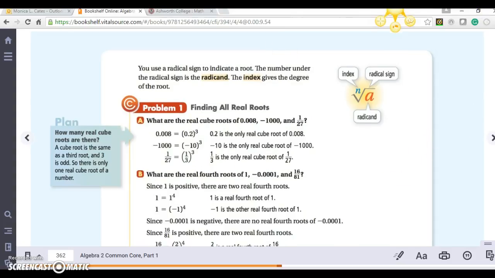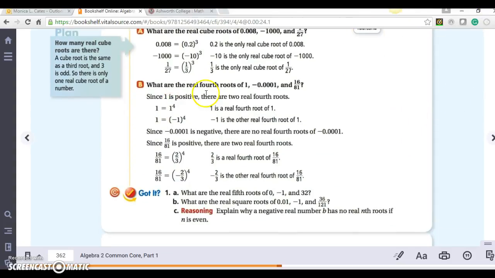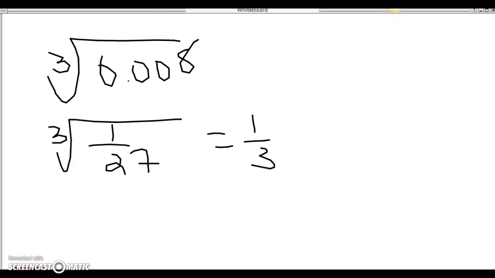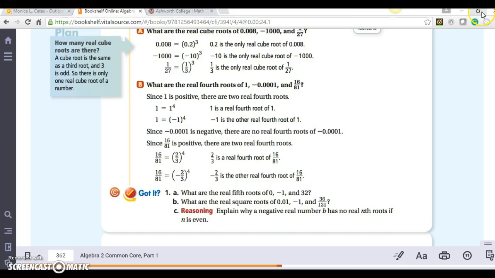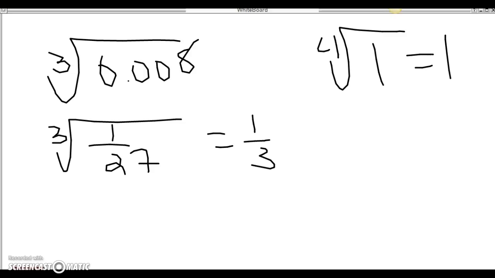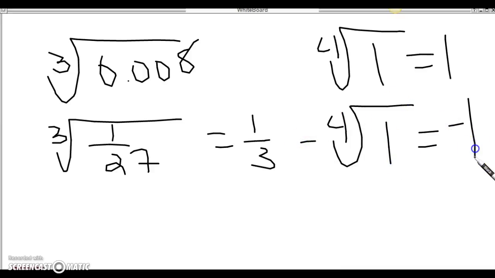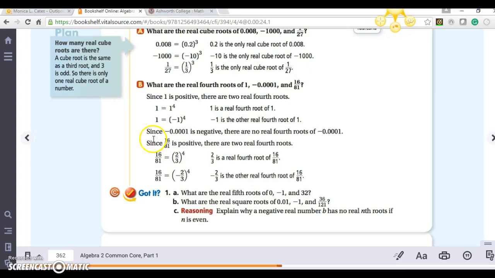All right, let's look at part B. Now we're talking about an even root. So the real fourth root of 1. They're talking about the fourth root of 1, and we all know that's 1. The fourth root of a negative, we can't have the fourth root of a negative number, so that would not work. I'm sorry, I forgot that for the fourth root we also have the negative of that, so that would be negative 1. So we have two answers. Apologize for that. Since it's negative, there's no real fourth root.